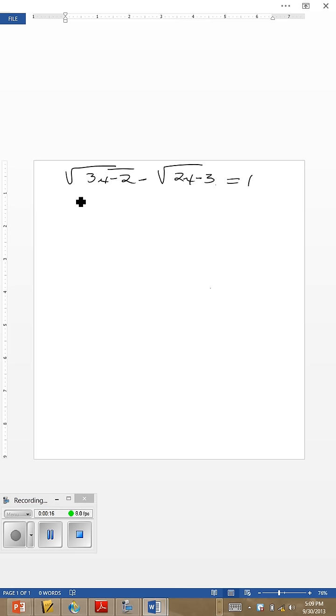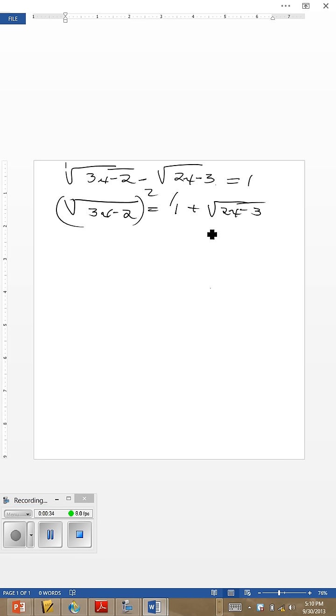We're going to rewrite that: square root of 3x minus 2 equals 1 plus that radical. So it's going to be 1 plus the radical 2x minus 3. Okay. Now we're going to square both sides.